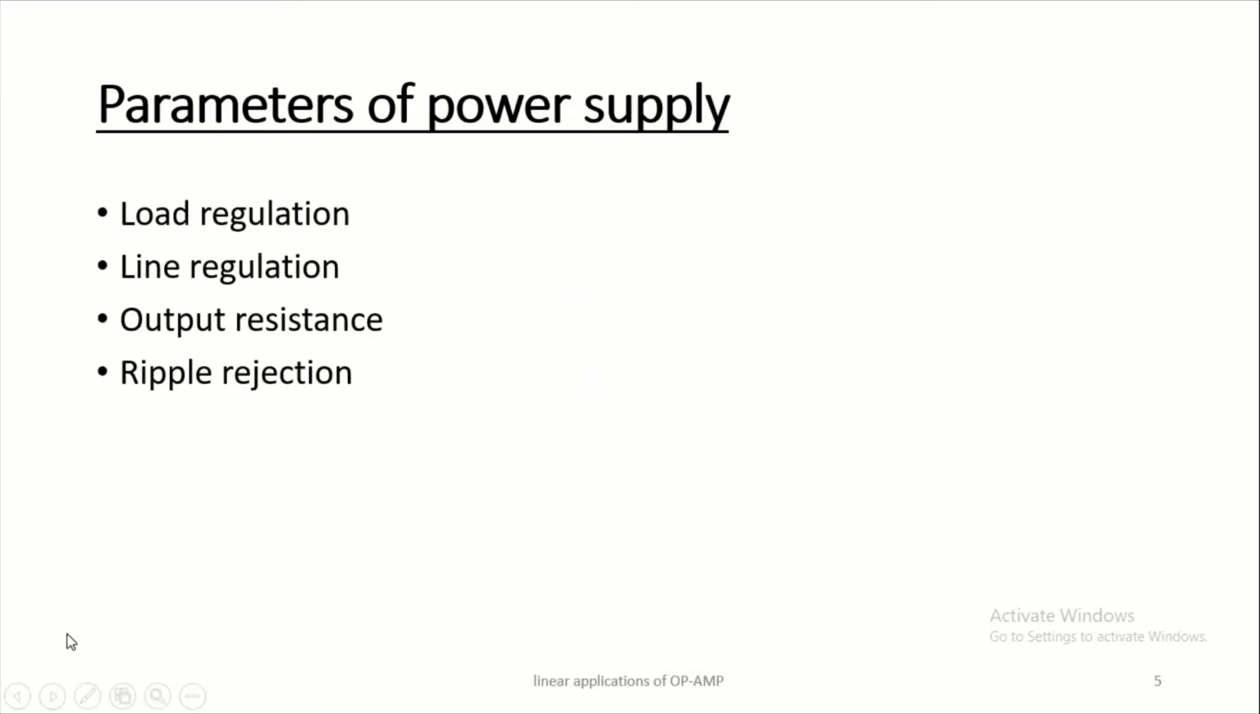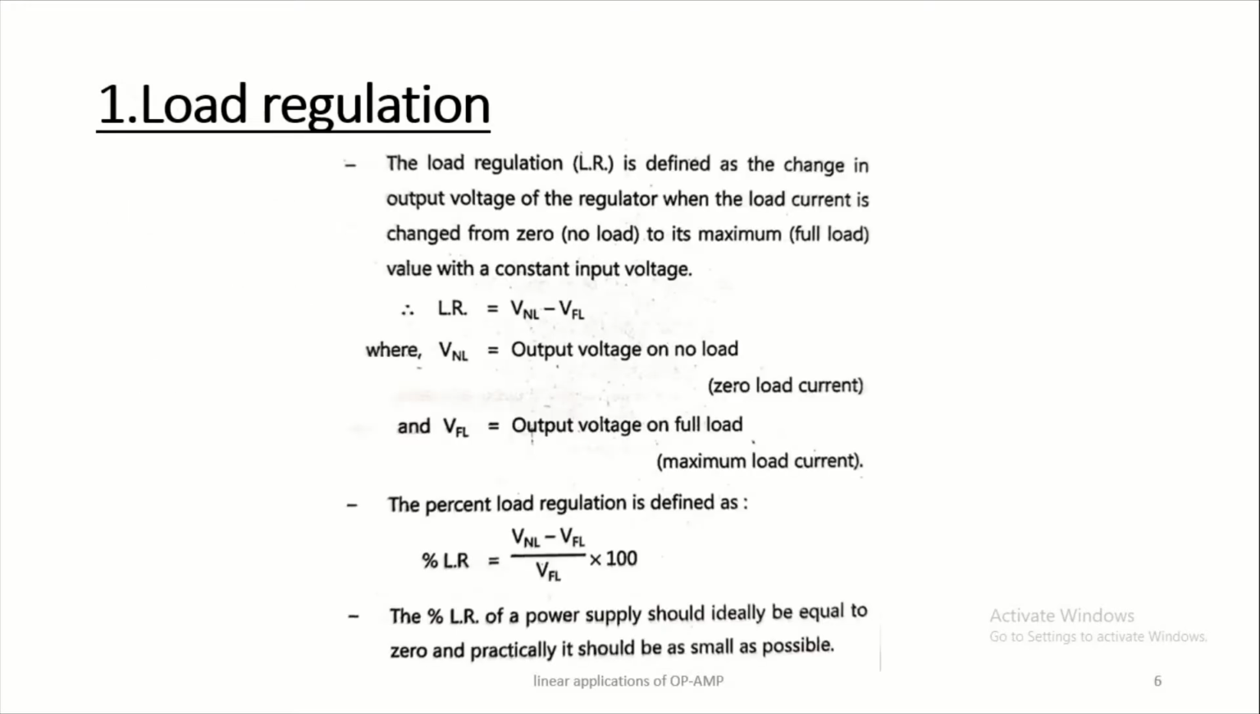Now, next is parameters of a power supply. The performance parameters, meaning characteristics of a power supply, will tell us how good or bad the performance of a given power supply is. On the basis of these parameters, we can compare the performance of different power supplies and select the best one from them. Some of the important parameters are load regulation, line regulation, output resistance and ripple rejection. We will discuss them one by one.